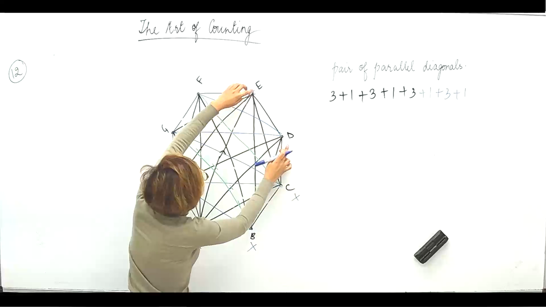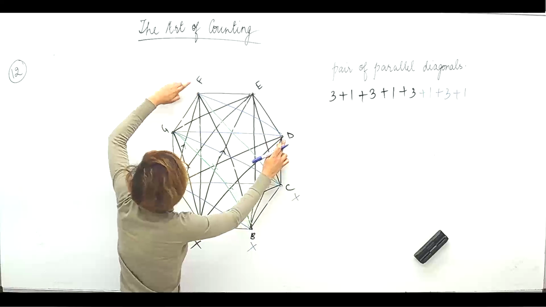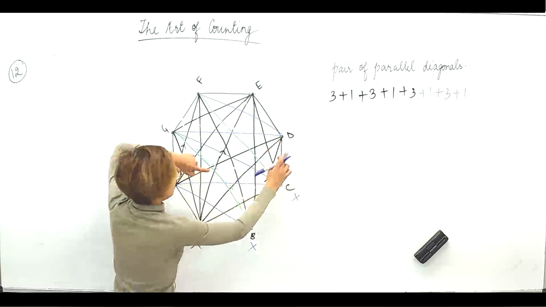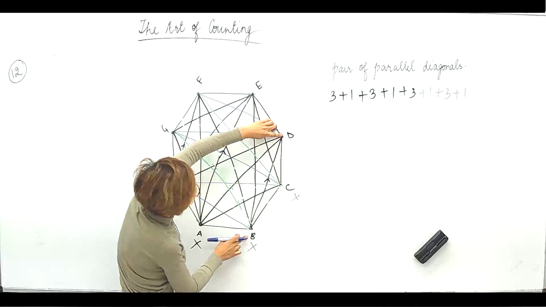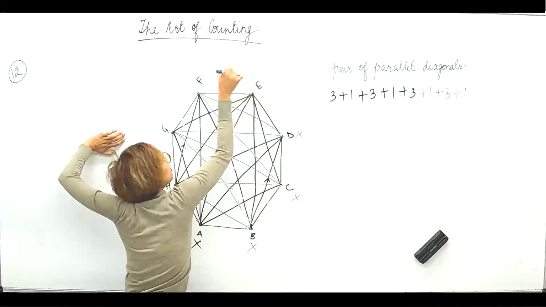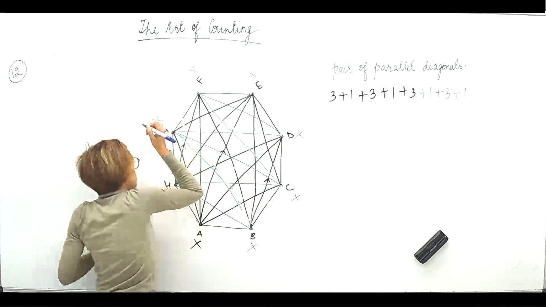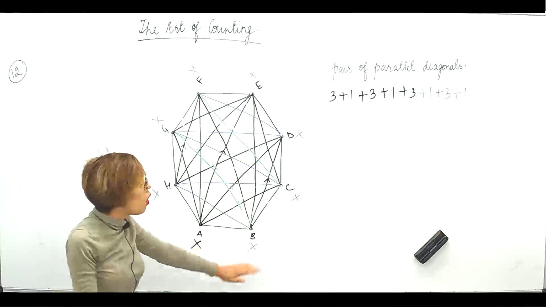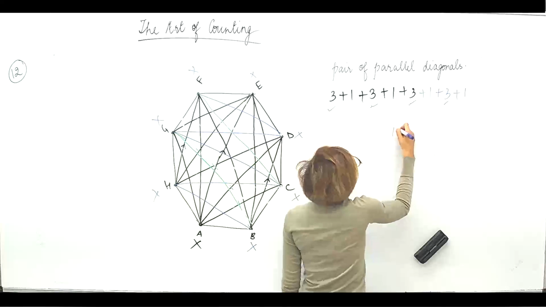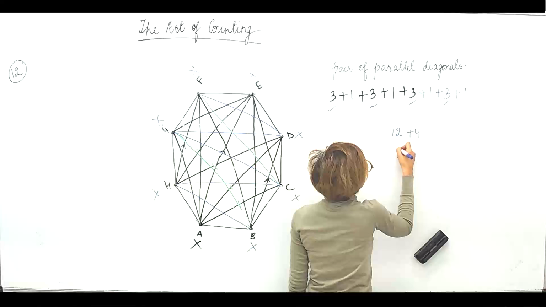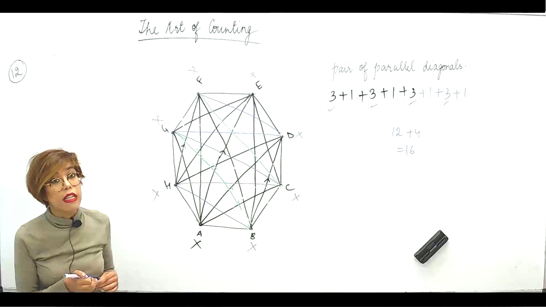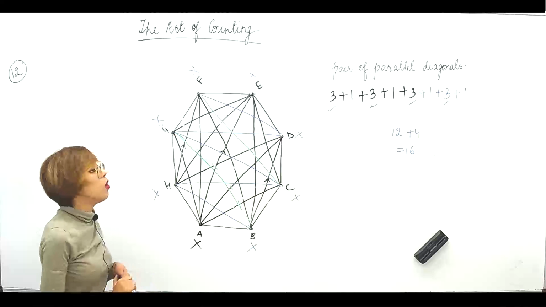Now check from D: DE I will not get anything, DF done, DG done, DH done, DA done, DB done. DC will give one. Basically I have exhausted D as well. EB, HB, SB, GB, and HB, I have exhausted all the others. So let's see: 1, 2, 3, 4, so 12 plus 4, that is 16. There are 16 pairs of parallel diagonals in a regular polygon of 8 sides.